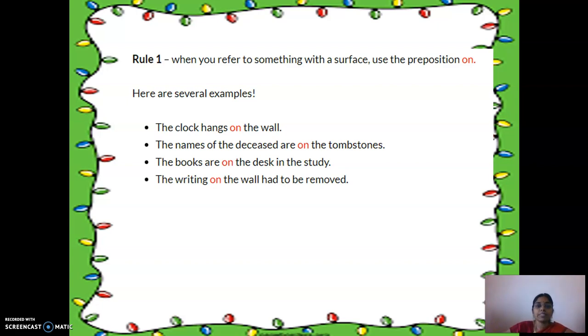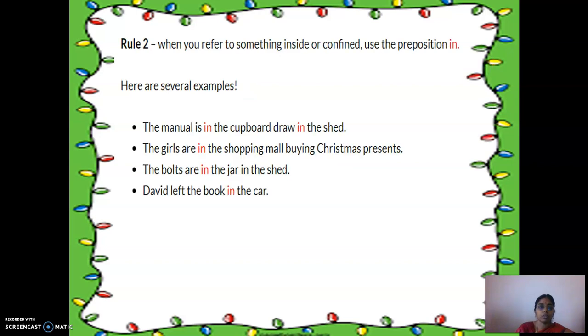So examples: the clock hangs on the wall. The names of the deceased are on the tombstones. The books are on the desk in the study table. The writing on the wall had to be removed. So all these are examples of on.